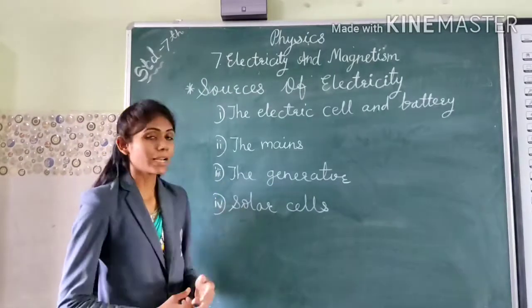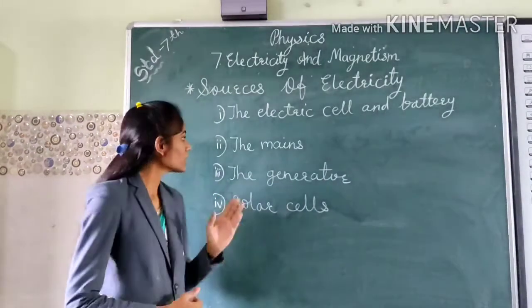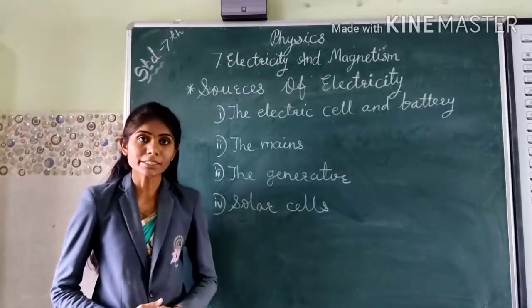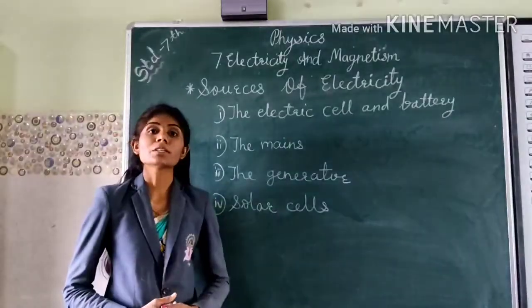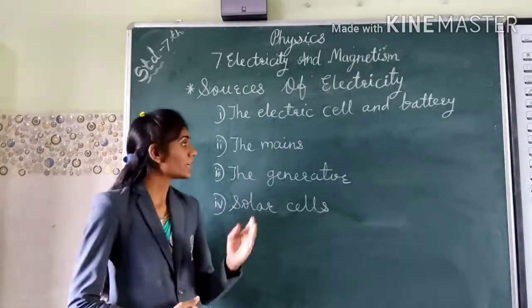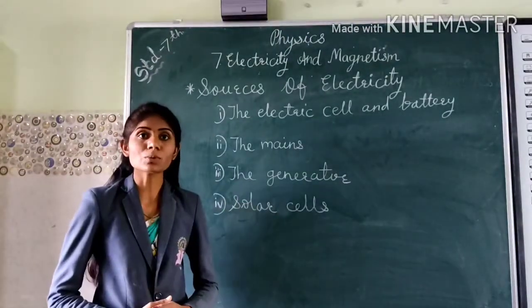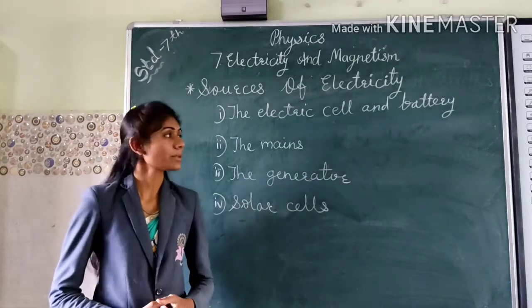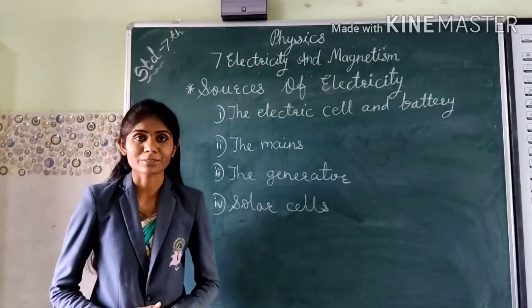First, the electric cell and battery. Second, the mains. Third, the generator. And fourth, the solar cells. So, these four are the main sources of electricity. Now, let's discuss each source in detail.